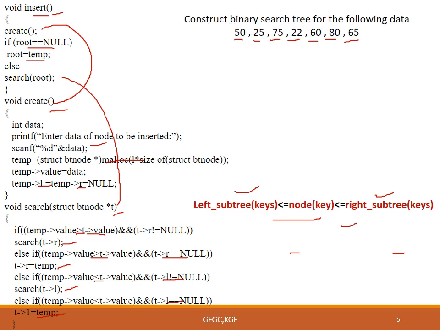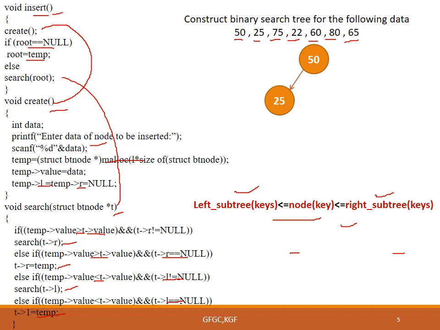Let us construct a binary search tree and see how it works. Usually the first node is treated as the root node. So 50 is the root node. Next 25, since it is lesser, it moves towards the left of 50.